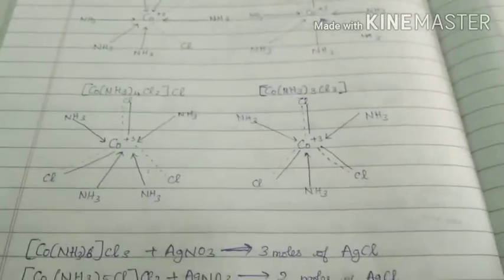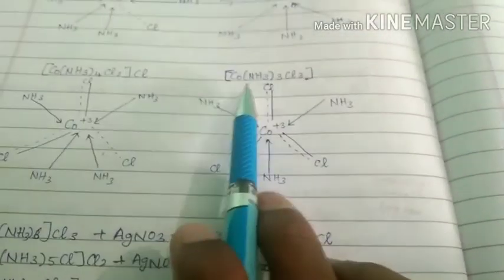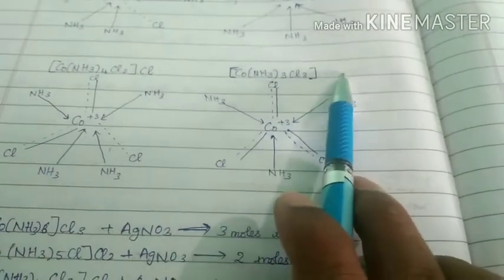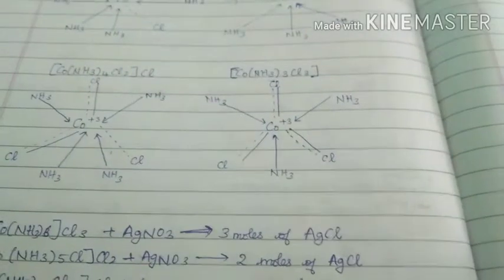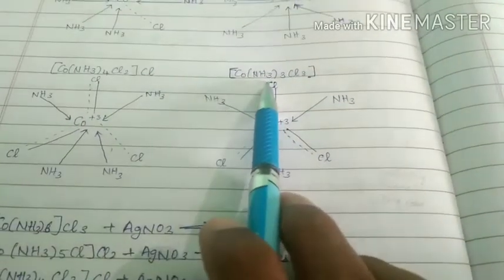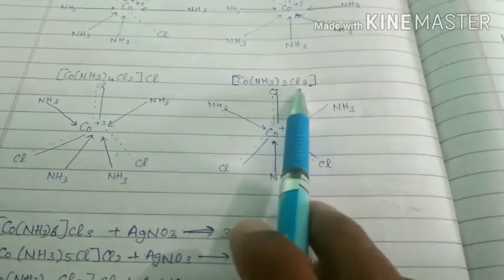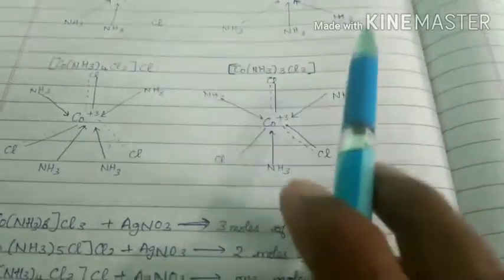Next, take one more example: Co(NH3)3Cl3. This is a neutral complex because in this complex there is no counter ion. So here also the coordination number is 6. How? Ligands: 3 ammonias, 3 chlorines. Total coordination number 6, nothing but the secondary valence, also 6.